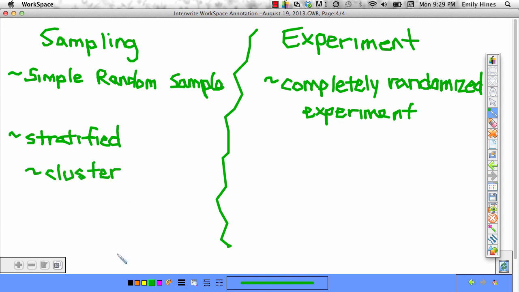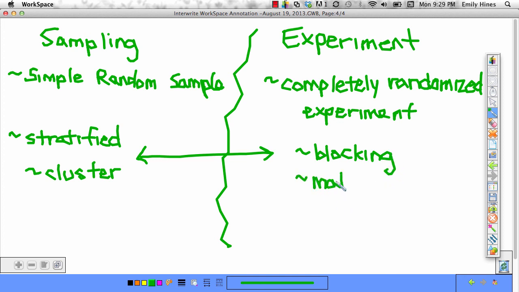In experiments, sometimes people get these confused with blocking and matched pairs. They may say they stratified the experiment instead of blocked the experiment. Okay, blocking and matched pairs have to do with random assignment and experiments. Stratified and cluster have to do with sampling and go with observational studies. Keep your vocabulary straight. Do not mix up the language of experiments and observational studies because you will lose credit on both my test and the AP exam.